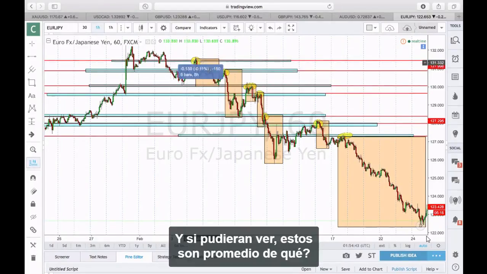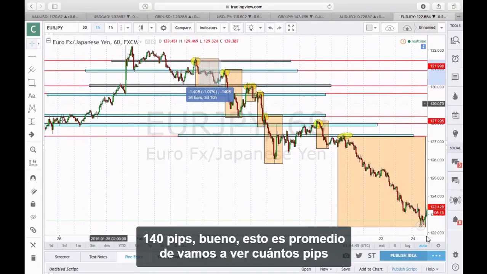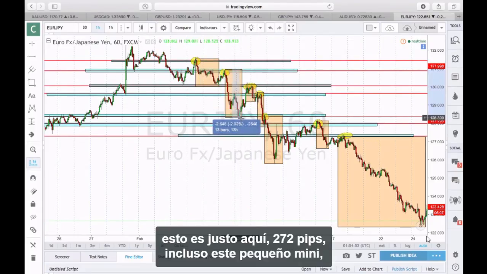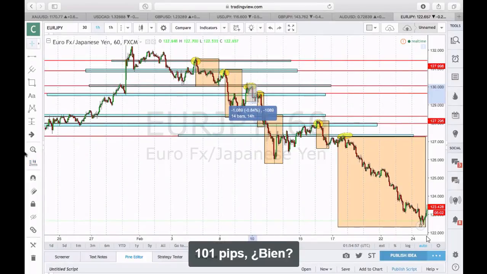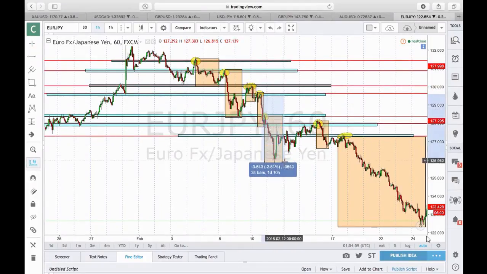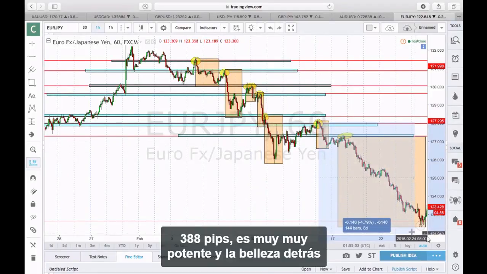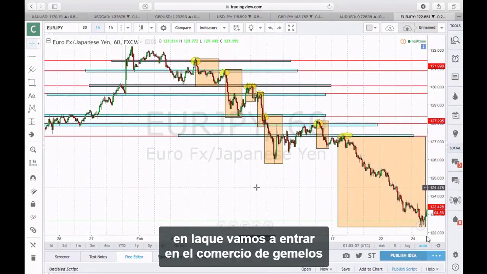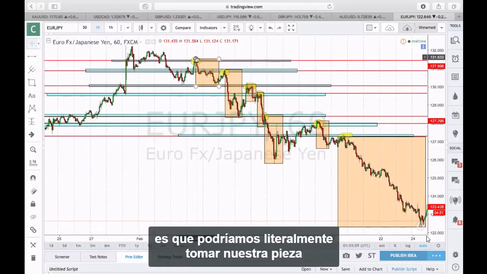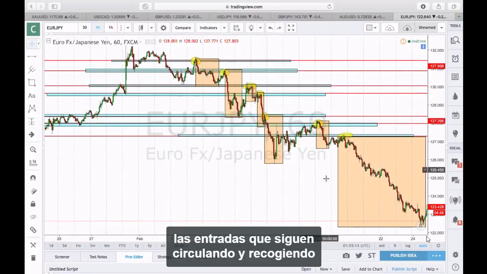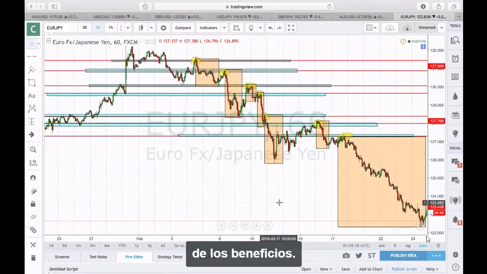And if you can see, these are an average of what? 140 pips. Let's see how many pips this is right here. All right, 272 pips. Even this little mini one, 101 pips. 388 pips. It's very, very powerful. And the beauty behind it, which we'll go into twin trading in the next videos, is that we could literally take our piece and still have entries riding out and collecting most of the profits.